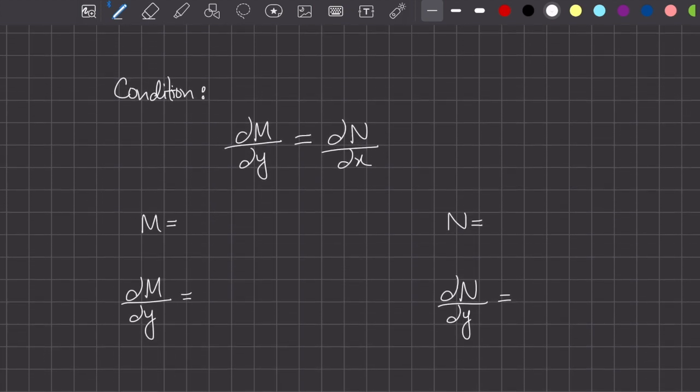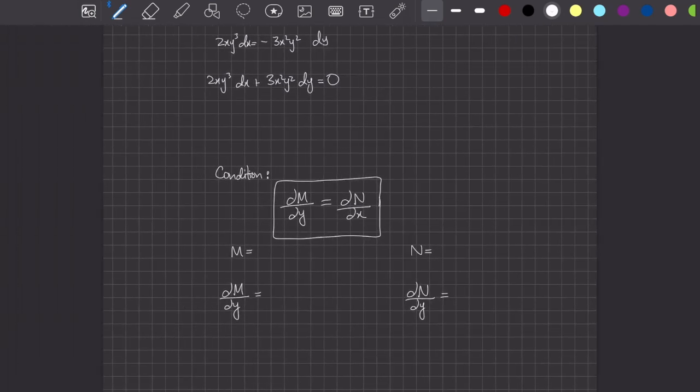So, we can check whether this equation is exact or not. The condition is that the partial derivative of m with respect to y should equal the partial derivative of n with respect to x. Comparing the equation to the general form, we get m as 2xy cubed and n as 3x squared y squared. Partial m over partial y gives 6xy squared, and partial n over partial x gives 6xy squared too, which means the equation is exact.